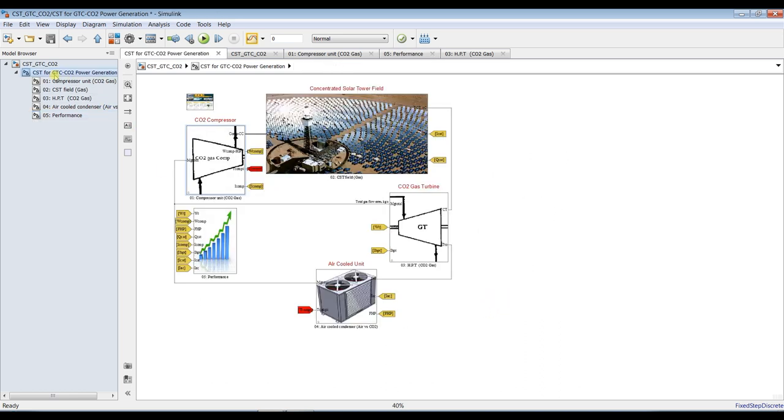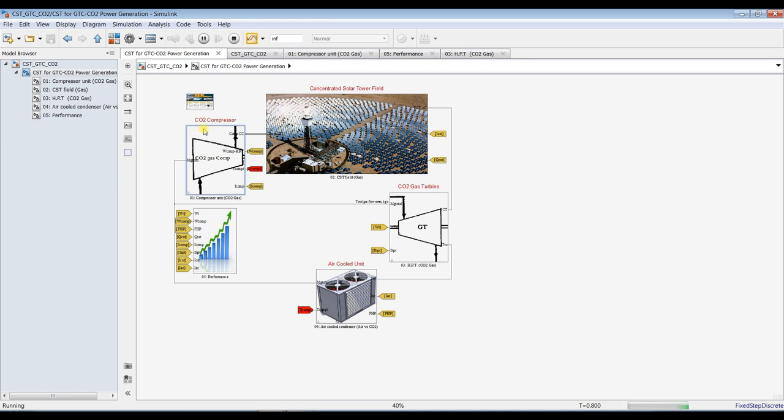Suppose I'm going for dynamic modeling, set infinity, and let's hit run with some changes in our results. I have to go here. Suppose I'm going to change some parameters in the compressor and see the effect on the cycle. Okay, let's hit run.